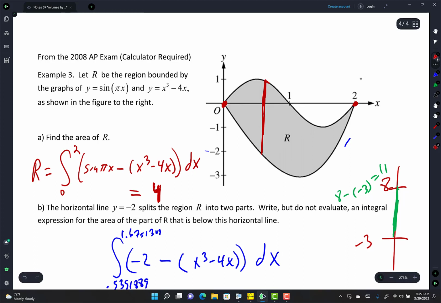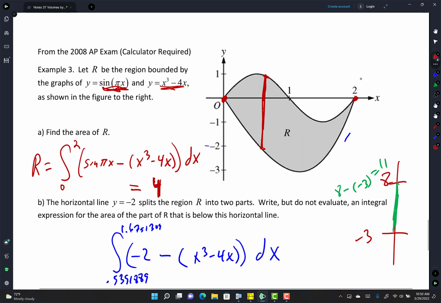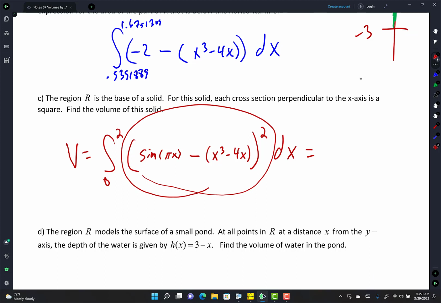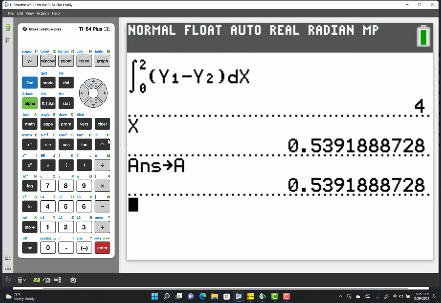So what curve is on top? Again, it's the sine. And then this curve on the bottom is now, remember, there is a square. So whatever that distance is, I got to square it. So here it is. This is my cross section, and I squared it, and I'm going from 0 to 2. Whatever this will calculate, that is the volume. Hopefully you remember that you have sine pi x as y1 and x cubed minus 4x as y2. So don't make a mistake there, guys. I would just let the calculator do all the work.